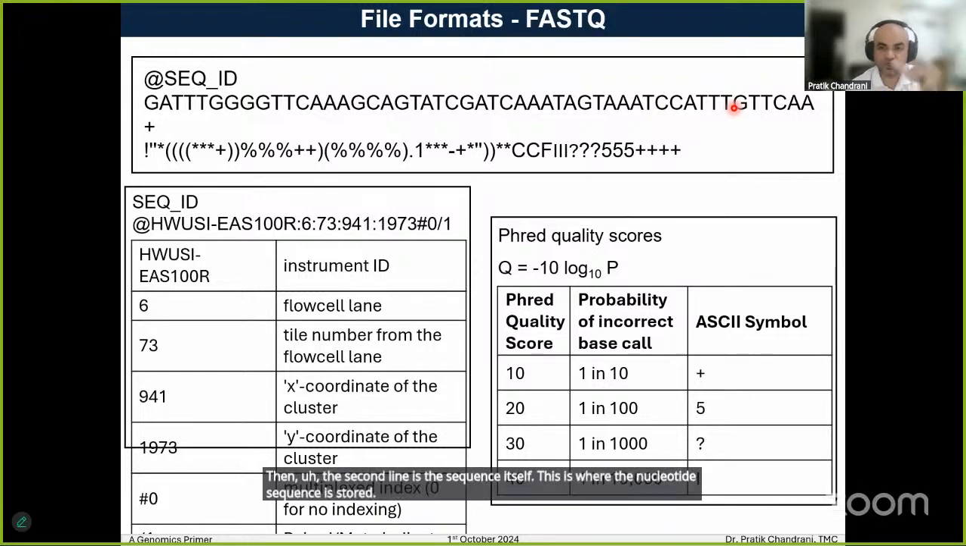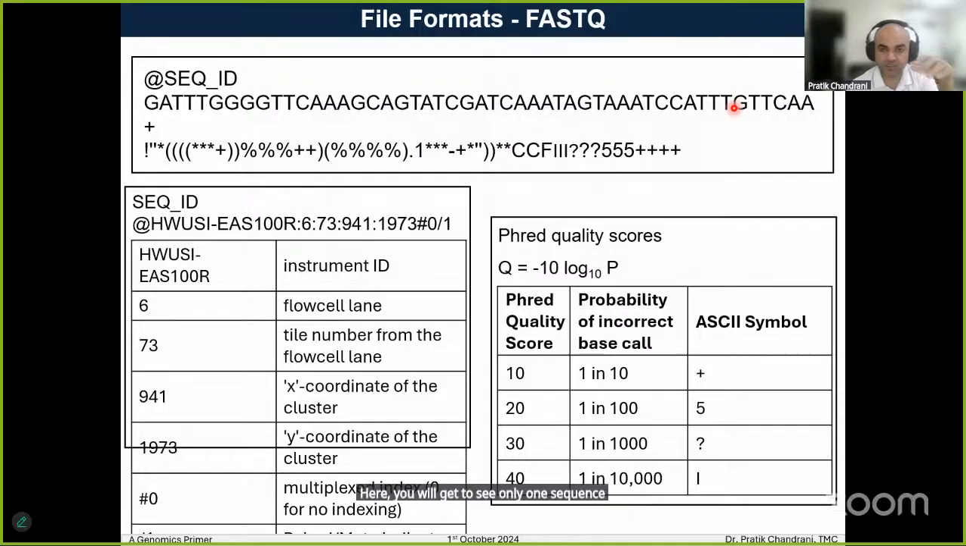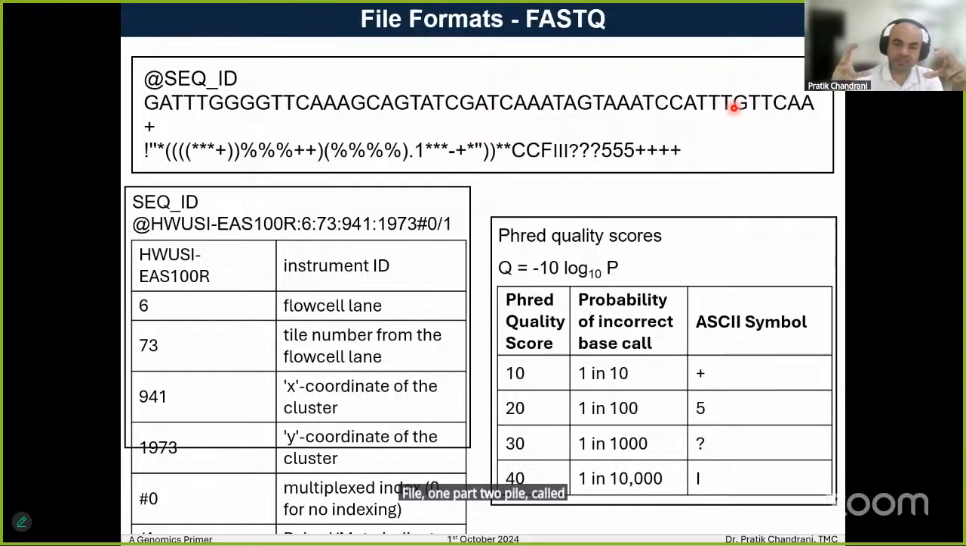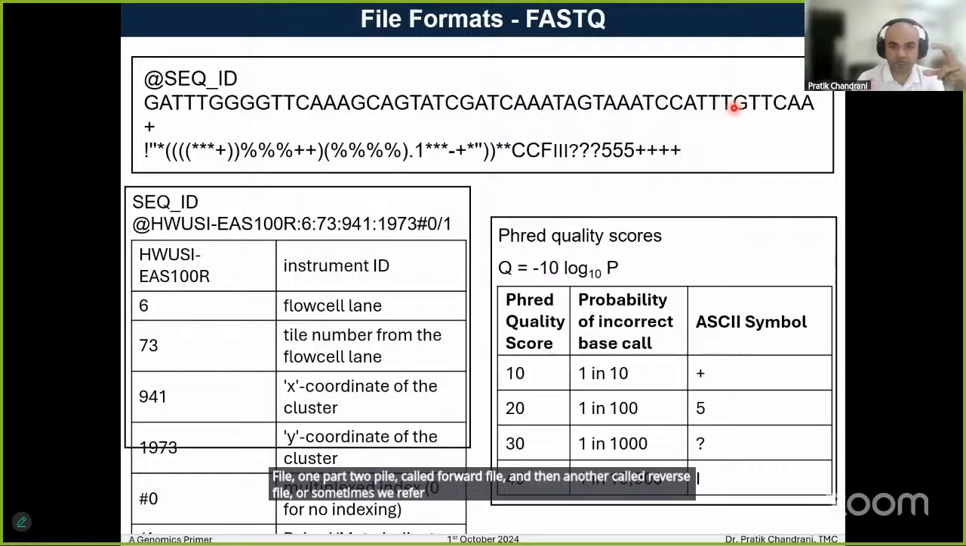Here you will get to see only one sequence read only. In the single file, we don't club forward and reverse read together. So always in the Illumina setting, we will have one read file, one FASTQ file called forward file, and then another called reverse file. Or sometimes we refer to this as 1 and 2.